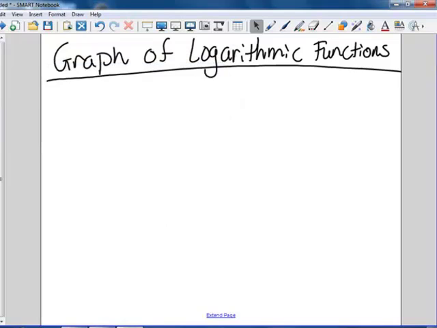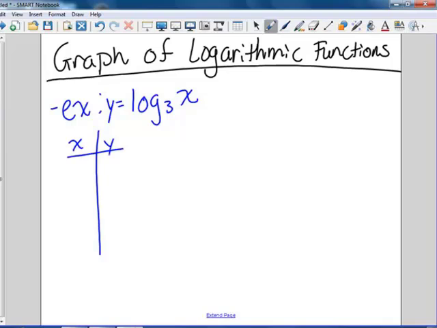So to look at what a graph of a logarithmic function would look like, we are going to do a kind of basic example. y equals log base 3 of x, or f of x equals log base 3 of x. So just like we usually do to first get an idea of what our functions look like, let's just pick a bunch of different x's and see what happens.